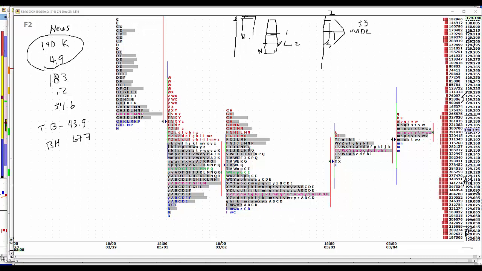The maroon stripe is the mode. By definition, that is value. It's the price at which the most contracts have traded, Billy.